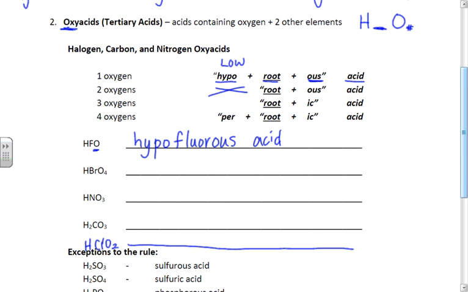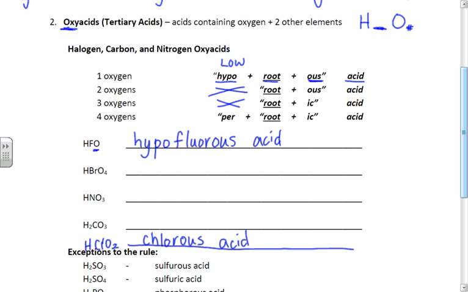Okay. So we're not going to have a prefix at the beginning. We're going to go ahead and have our root. So for chlorine, it's just chlor. And then we have OUS at the end. OUS. And the word acid. So it's chlorous acid.